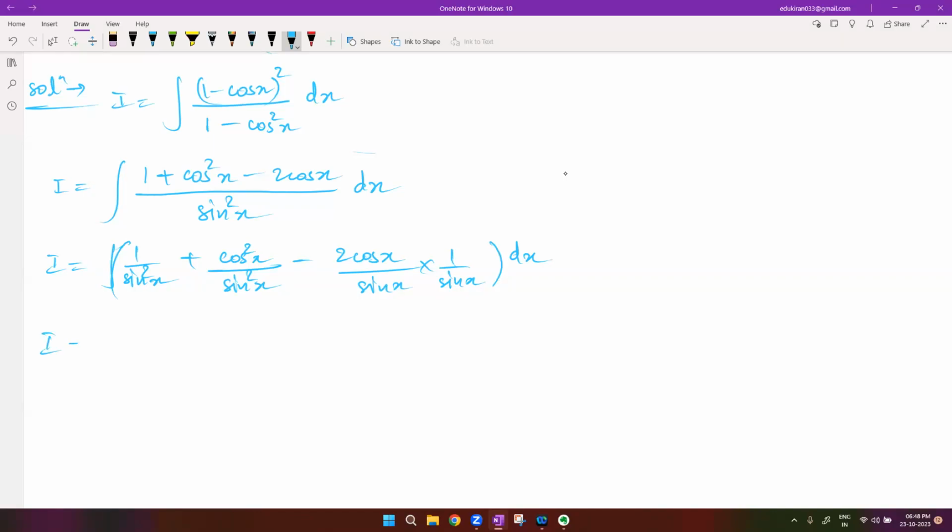So first of all, this would become cosec square x. We know the integration of cosec square x, if you see carefully. Then this is cot square x. We don't know the integration of cot square x, but we can change cot square x to cosec square x. And then this is minus 2, this is cot x, and then this is cosec x. We also know the integration of this.